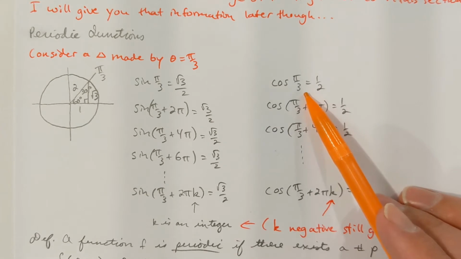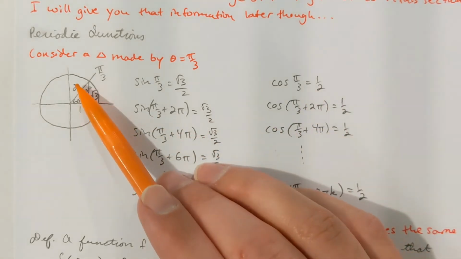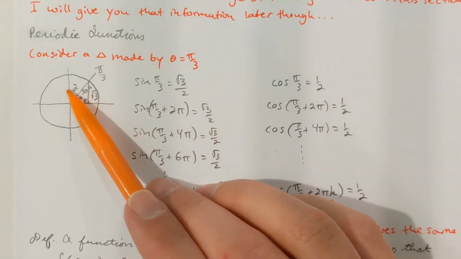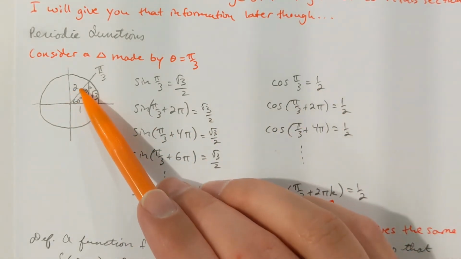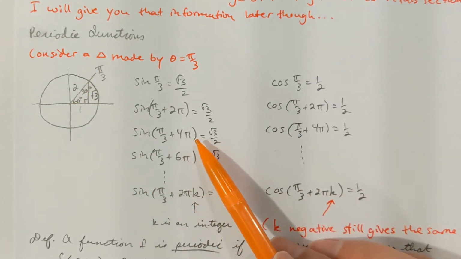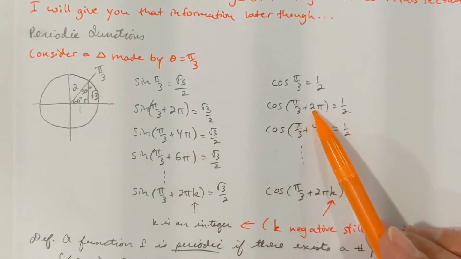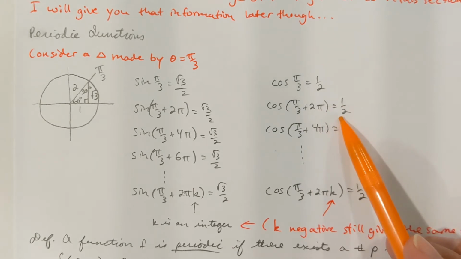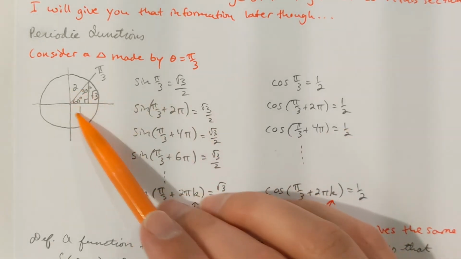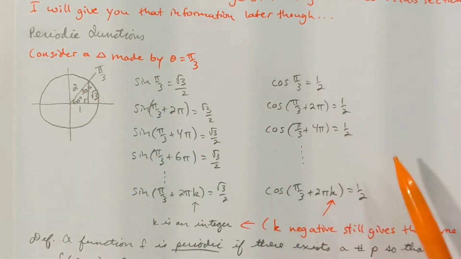Cosine of pi over 3, adjacent over hypotenuse, that'd be 1/2. And if I go another 2 pi radians beyond that, again, I'll be producing the same triangle there. Cosine of 7 pi over 3 would also be 1/2. Cosine of 13 pi over 3 would be 1/2 if I go 2 revolutions beyond that, etc.